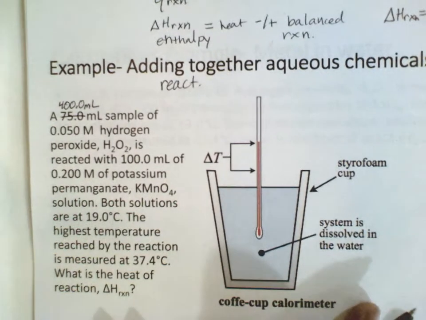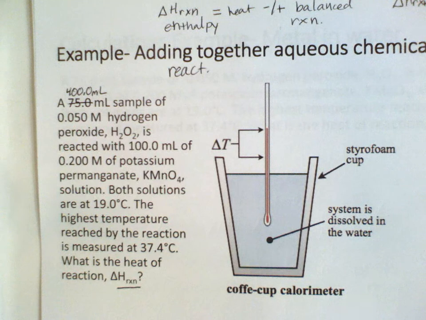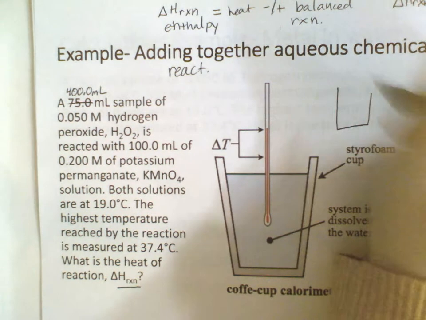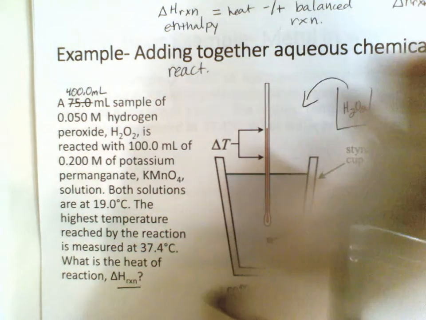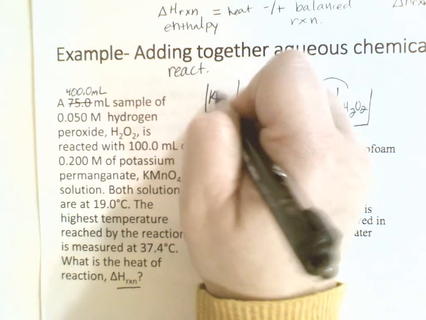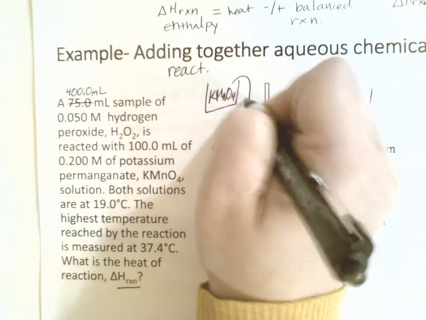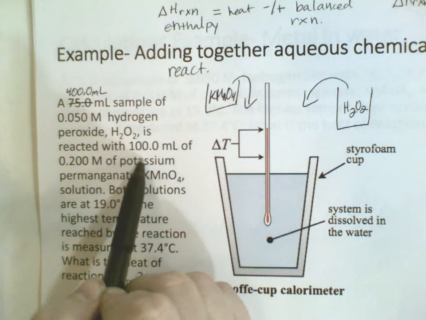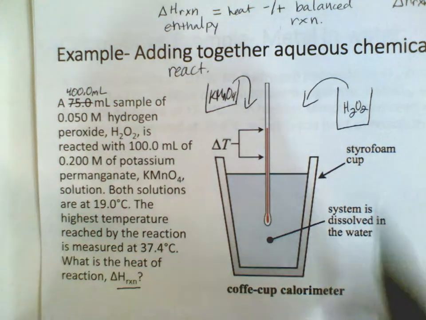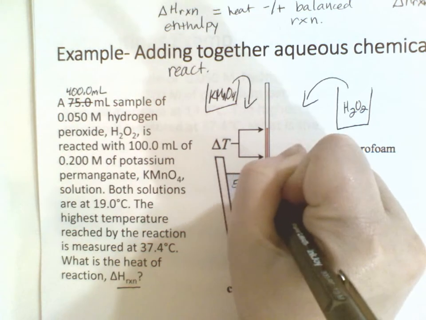Sorry, so back to our question. So we're finding the delta H of reaction. So let's think about this situation. We've got two chemicals. So say we have our chemical over here. It's the peroxide, and we're going to pour that in. And then we've got our potassium permanganate, and we're going to pour that into our calorimeter. We're going to mix them together. So we're going to have the 400 milliliters plus the 100 milliliters added together. So we're going to have a total of 500 milliliters of solution.